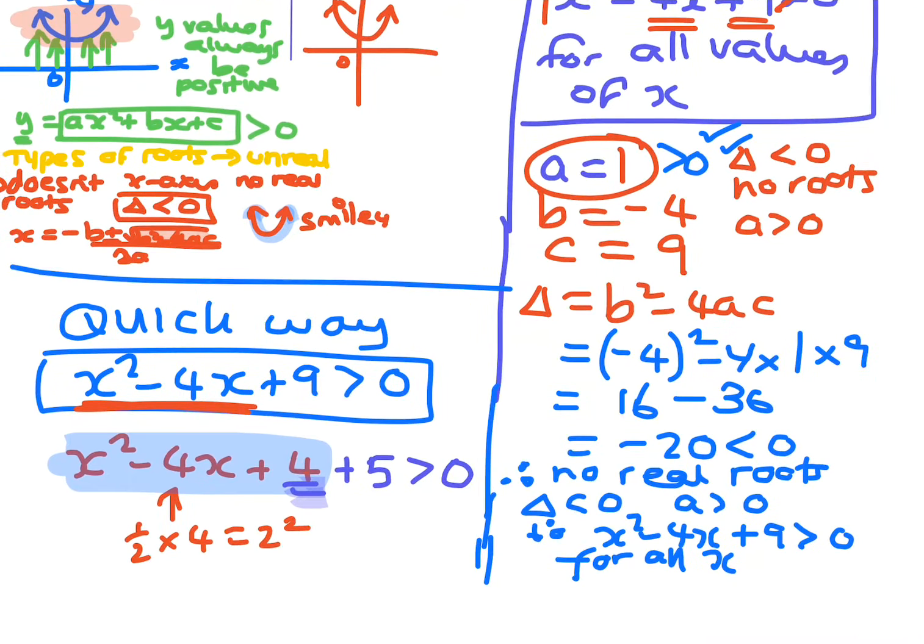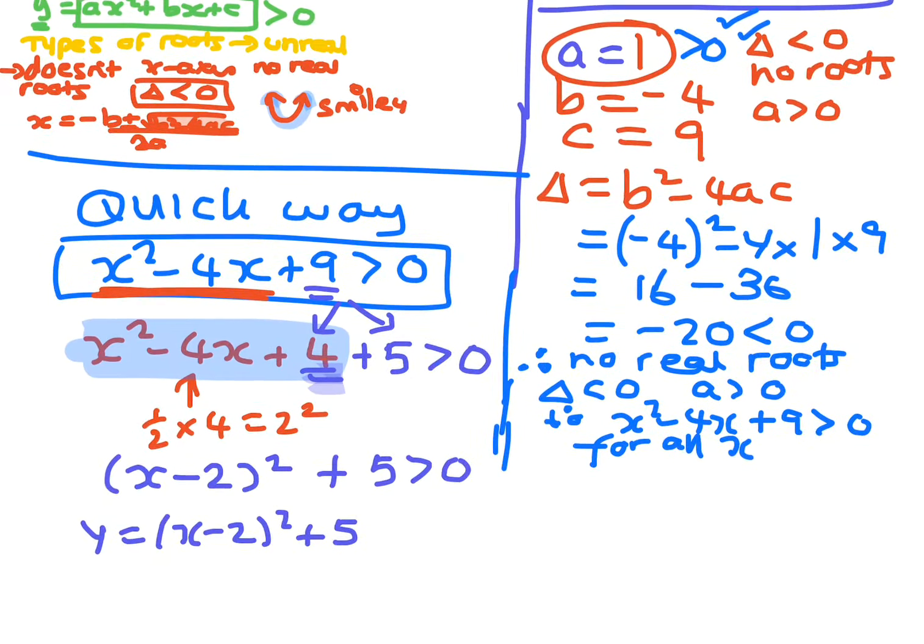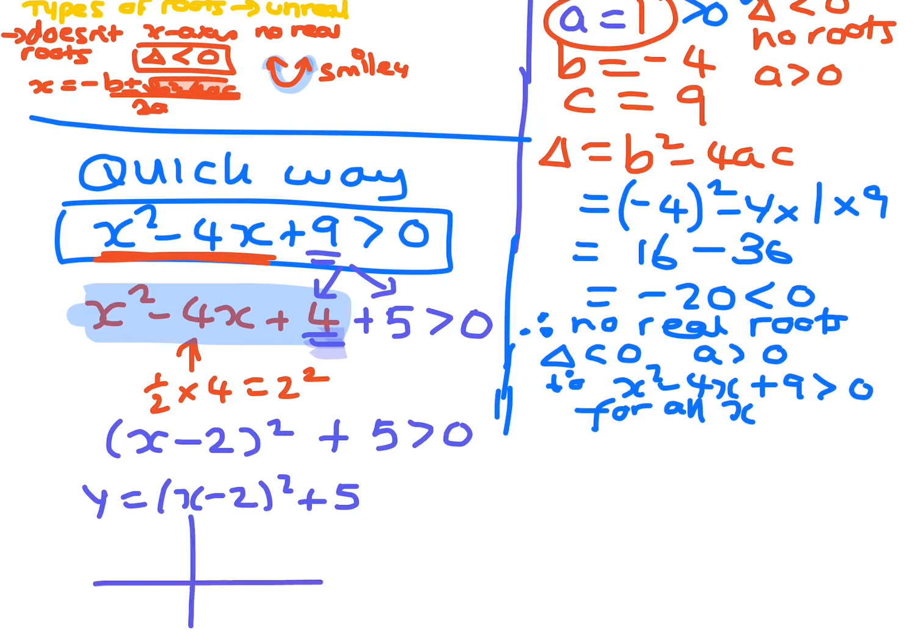So all I've managed to do is take that 9 and divide it into 4 plus 5. The x squared minus 4x plus 4 can then become x minus 2 all squared, because I've completed the square, plus 5, which is greater than 0. So if you now went to sketch this, it would be 2 to the right and 5 up. So it looks like that, and it is a happy face parabola.